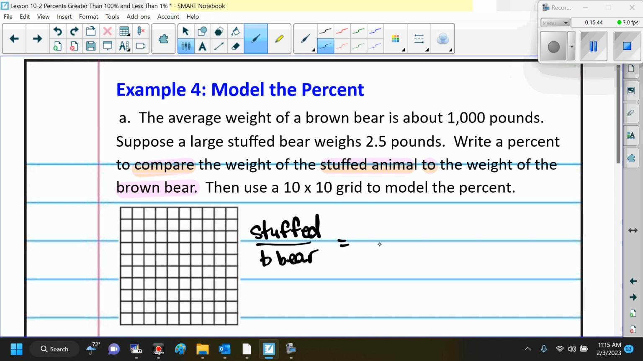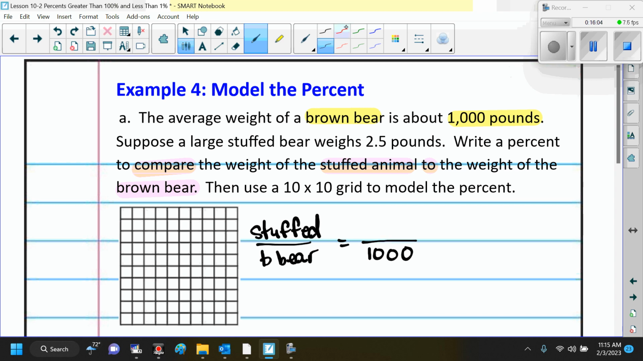Okay, so now let's take a look at what's important here. It says the average weight of the brown bear is 1,000 pounds. Where does that 1,000 go, in the top or the bottom? That goes in the denominator, 1,000.